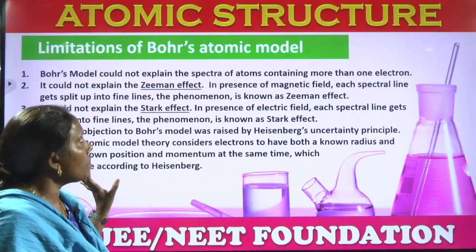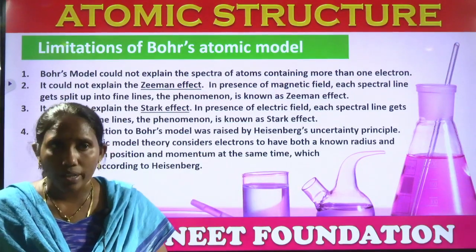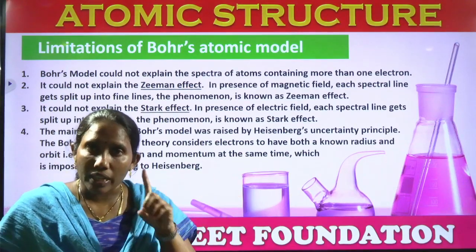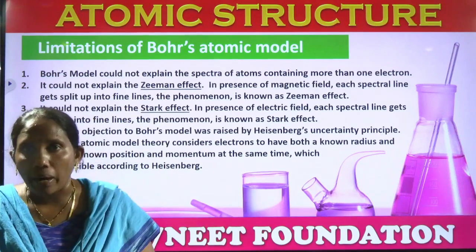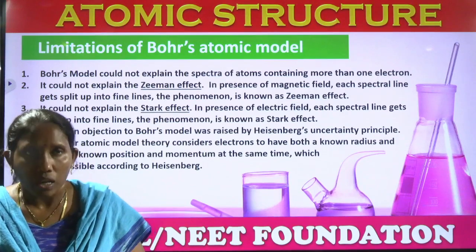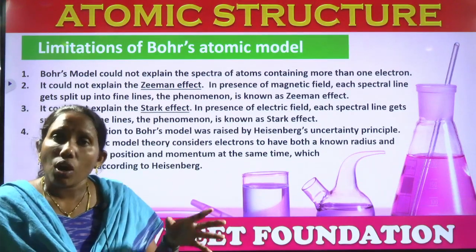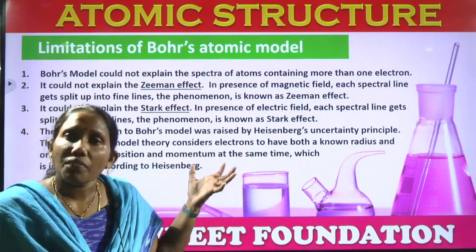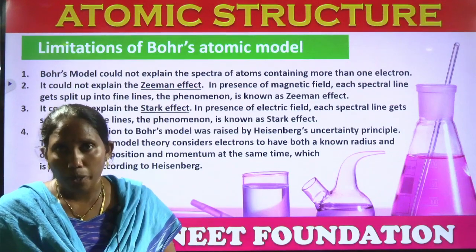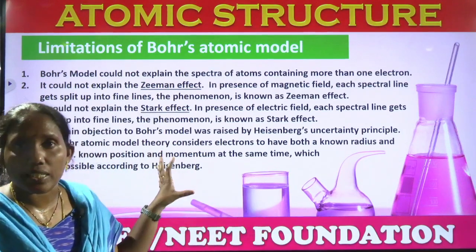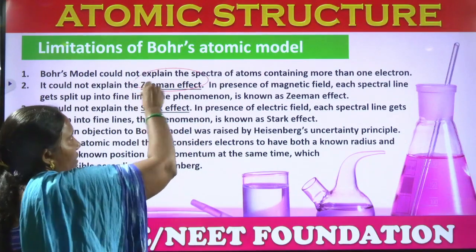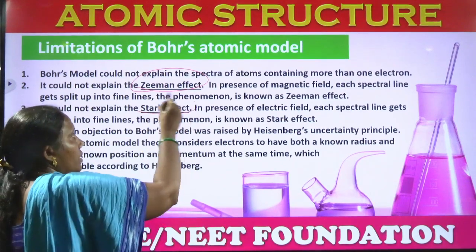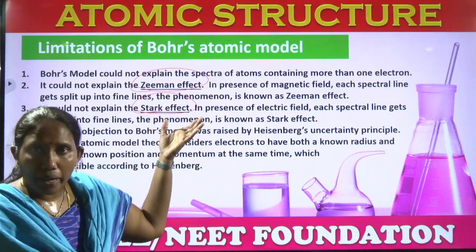But here we have some drawbacks of Bohr's atomic model also. The first drawback is that all these Bohr postulates are applicable only for single electron species, not for multi electron species. Next, he did not explain the splitting of spectral lines, meaning the spectrum in the presence of an electric field or a magnetic field. The splitting of spectral lines in the presence of a magnetic field is called the Zeeman effect. The splitting of spectral lines in the presence of an electric field is called the Stark effect. These two were not explained by Bohr.